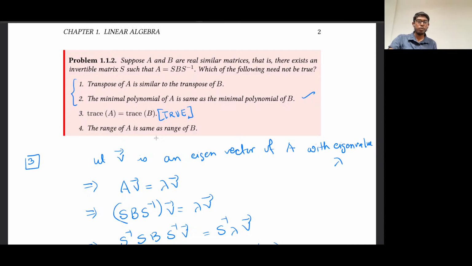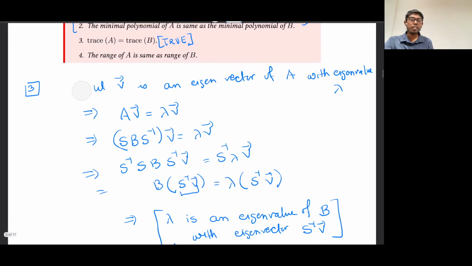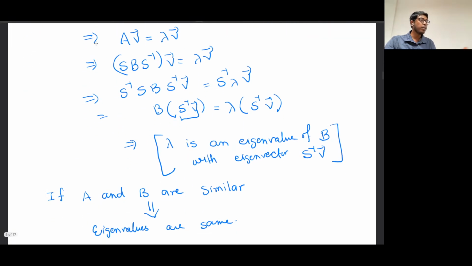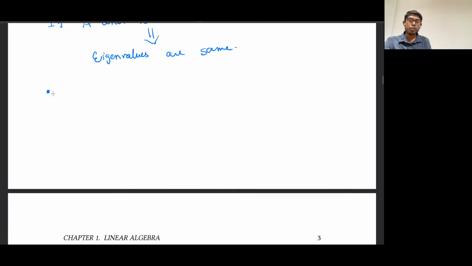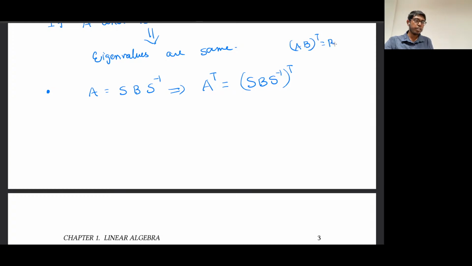Let's talk about options 1 and 2. In this way we can see the properties of similar matrices. First see the transpose. A equals SBS inverse. If I take the transpose, then A transpose equals (SBS inverse) transpose. The transpose of a product is reversed, so this is S inverse transpose B transpose S transpose. That's why A transpose is similar to B transpose. So this proves that A transpose and B transpose are also similar.